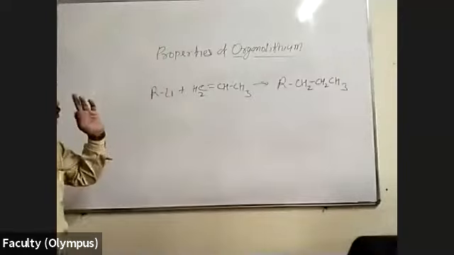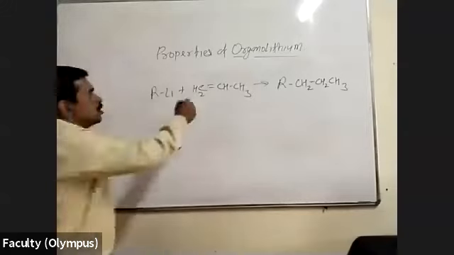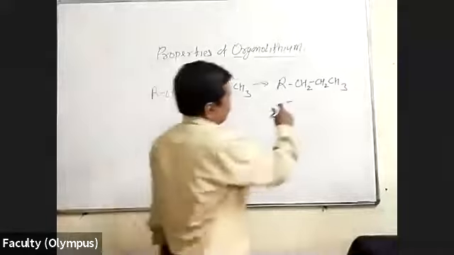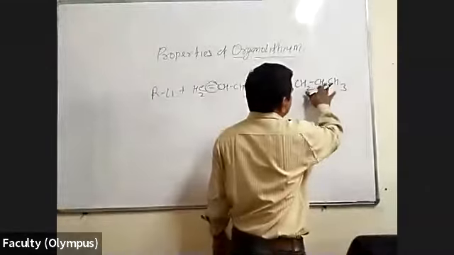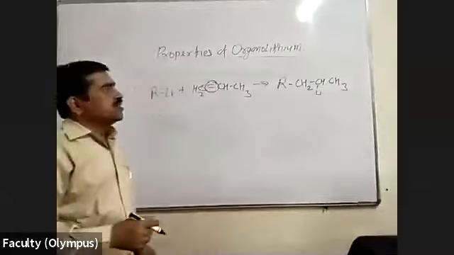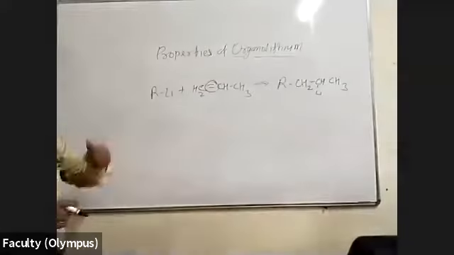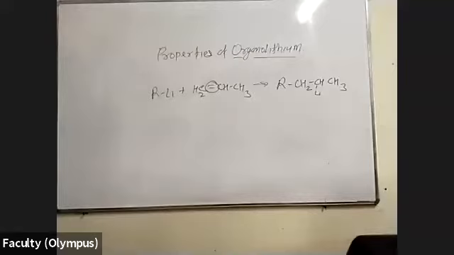Okay. So in this way, these organoalkyl compounds add across the double bond. R negative is attached here, and then in this position it is replaced by hydrogen. So these are some reactions of organolithium compounds.